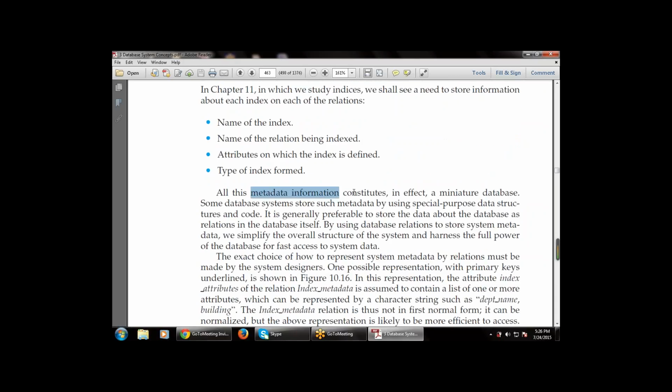All this metadata information constitutes in effect a miniature database. It is a mini database that is available with the database system. Some database systems also store the metadata, that is the data about the data, by using a special purpose data structure.